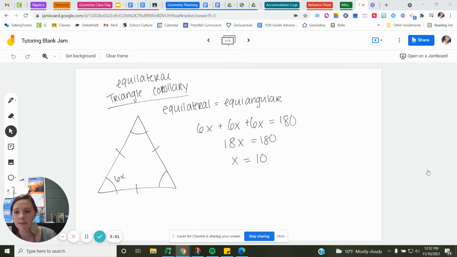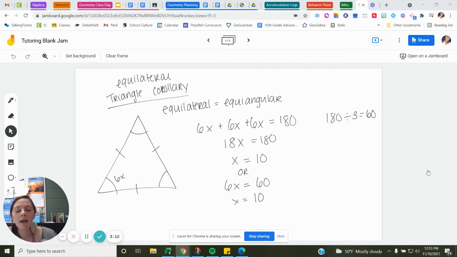Another way we could say this is because we know that the inside of a triangle equals 180 degrees. If we know an equilateral or an equiangular triangle, all three angles have to be exactly the same. And so 180 divided by 3 gives us 60. So we could say 6x equals 60 degrees, because we know that 180 divided by 3 gives us 60. So that's how we got this 60. Then we divide by 6 and x equals 10. So we can do that to figure out what that x equals.